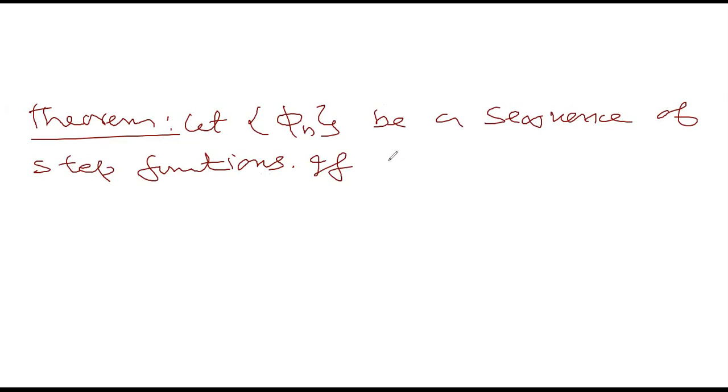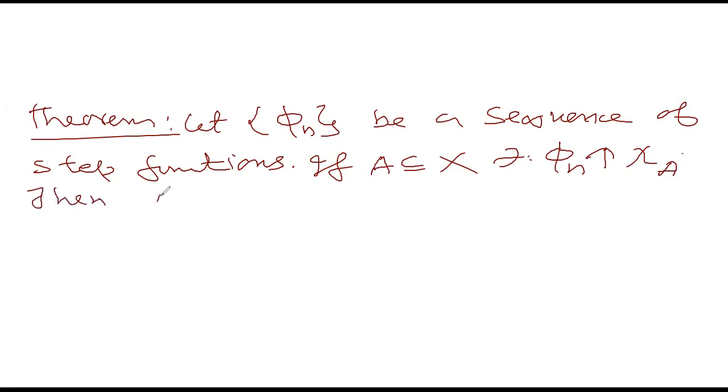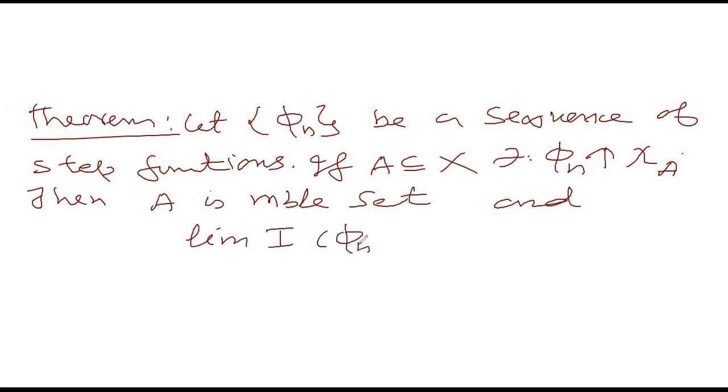If A is a subset of X, any subset of X, such that phi n increases to the characteristic function of A, then A is a measurable set, and the limit of the integral of phi n is equal to mu star of A. Proof.